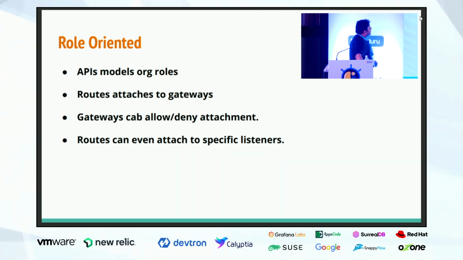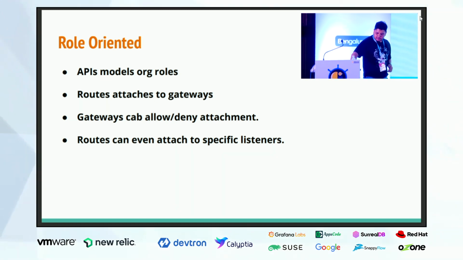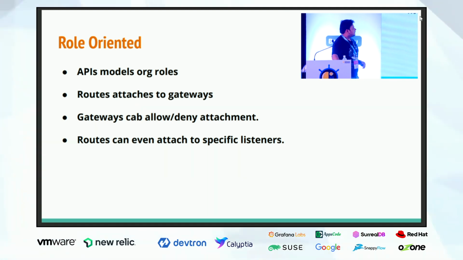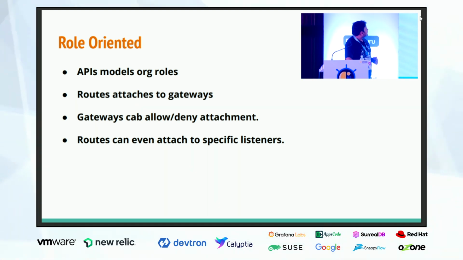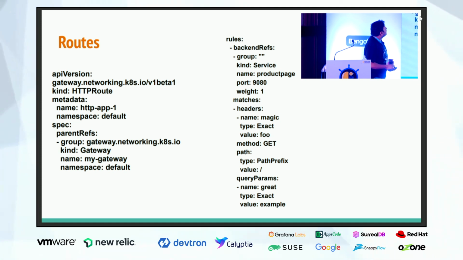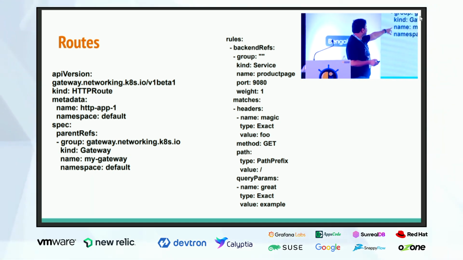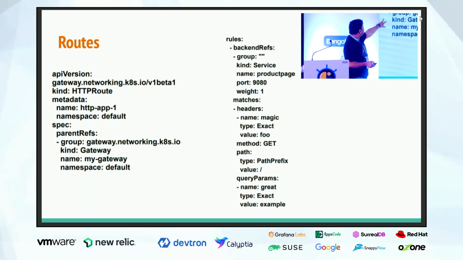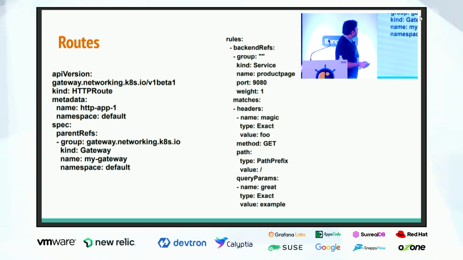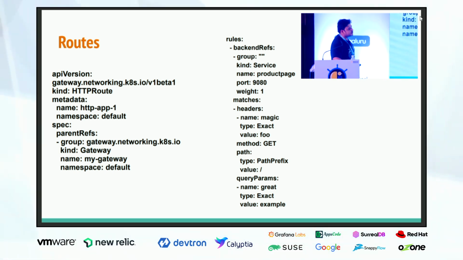And not only that, there are other capabilities also, right? Whenever a developer defines a route, if we go back to the route, yeah, here we can see that when we create a route, we specify the gateway, right? So while creating the route, we specify the gateway. Similarly, the gateway can also specify which routes they want to serve.